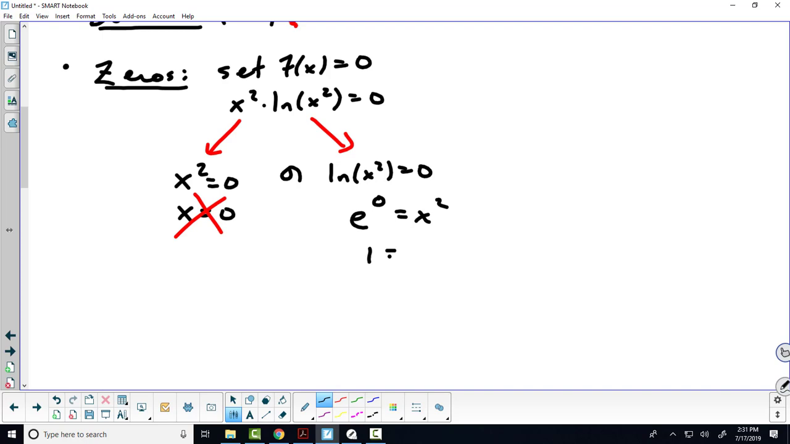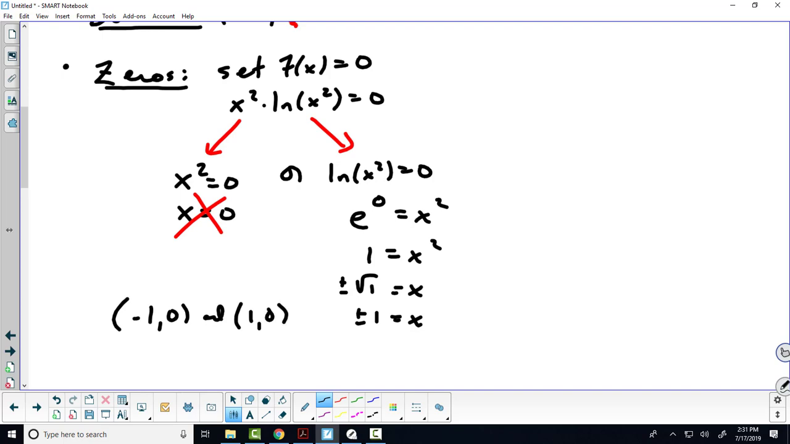Well, what is e to the 0? It's 1. And so if we solve for x, we get plus or minus the square root of 1, or we get x equals plus or minus 1. So the zeros, the x-intercepts then, are at negative 1 comma 0 and at 1 comma 0. Those are the zeros of this function.